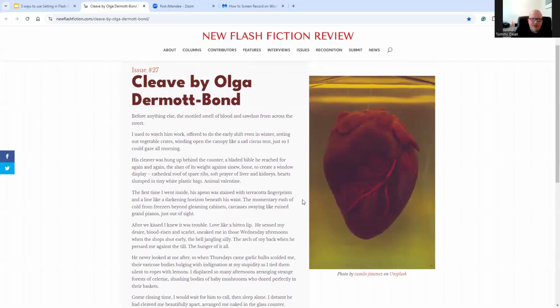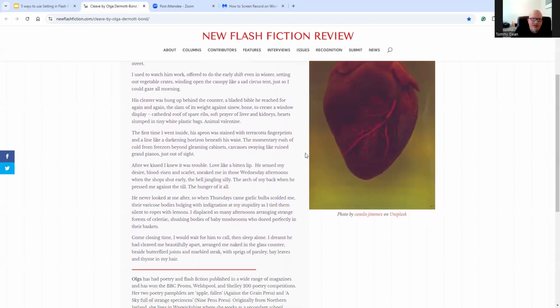Before anything else, the mottled smell of blood and sawdust from across the street. I used to watch him work, offer to do the early shift, even in the winter, setting out vegetable crates, winding open the canopy like a sad circus tent, just so I could gaze all morning. His cleaver was hung up behind the counter, a bladed Bible he reached for again and again, the slam of its weight against sinew, bone, to create a window display. Cathedral roof of spare ribs, soft prayer of liver and kidneys, hearts slumped in tiny white plastic bags, animal Valentine.